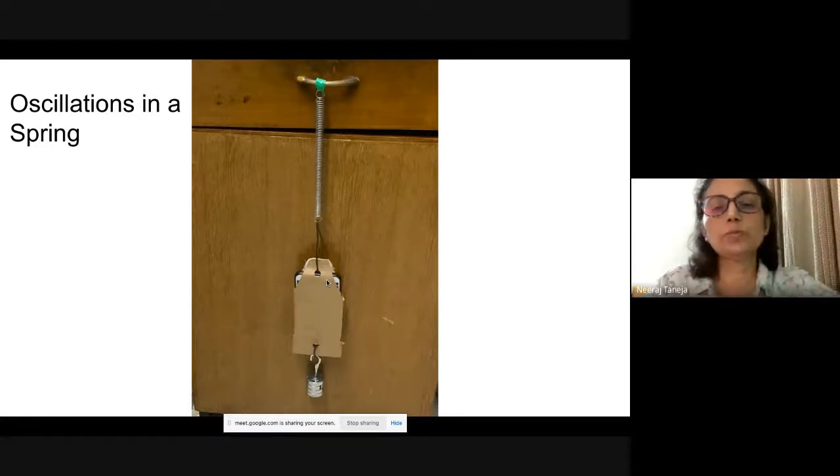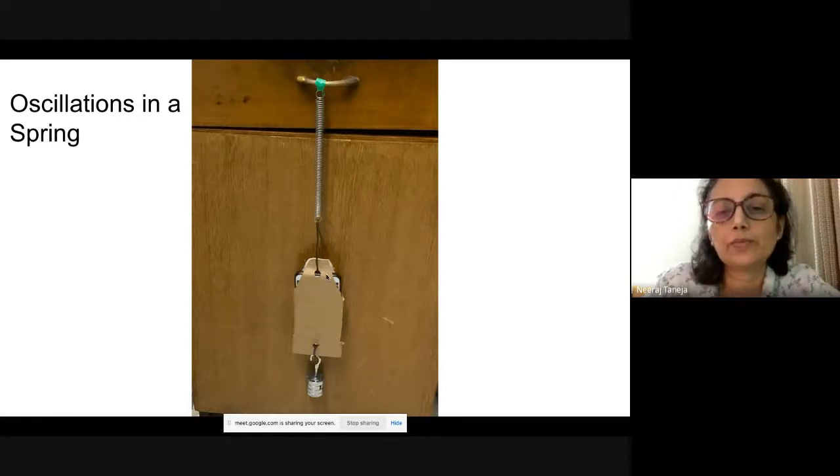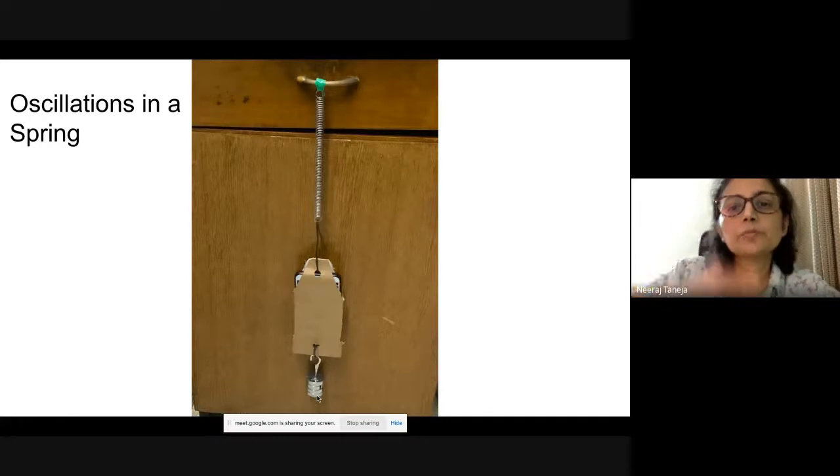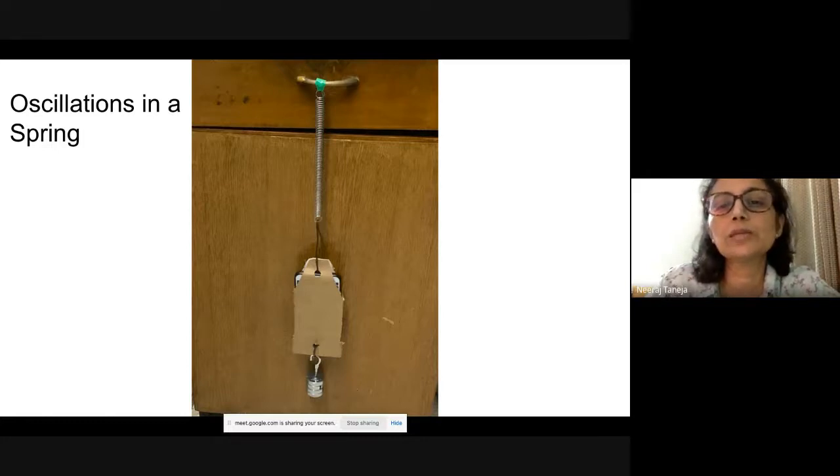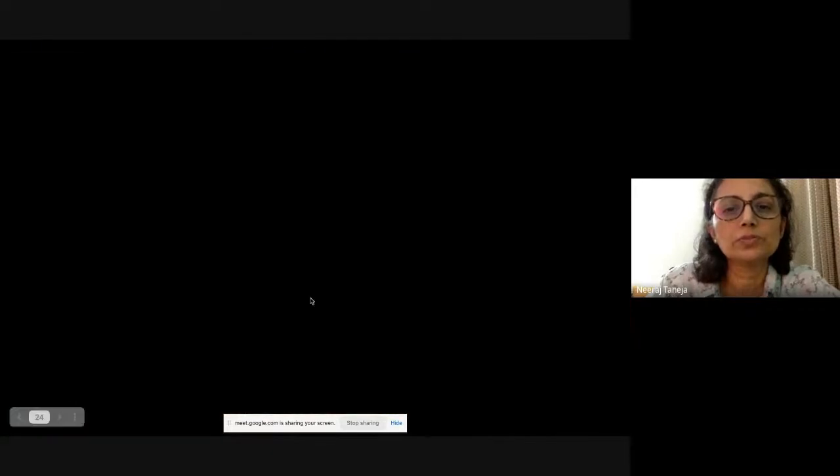So it has to be properly placed within this cardboard, and then there are some weights attached to it. When I pull the weights down, the spring will start oscillating. And this is simple harmonic motion, and you'll be amazed to see the visualization of it. So just observe this video.